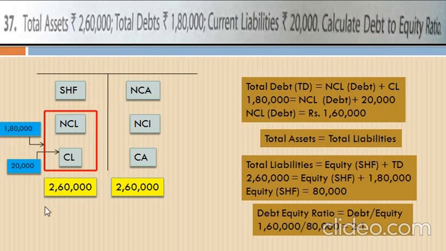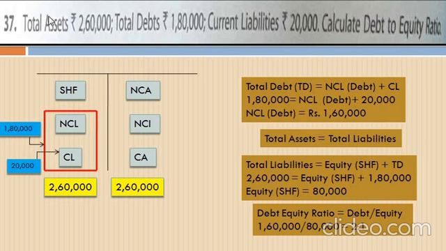Hello students, now let us start with question number 37 of TS Grewal. You can see in this question that debt to equity ratio we have to find out. Debt means non-current liability and equity means shareholders fund, which is equal to share capital and reserves and surplus. And these items are not given in this question, rather indirect items are given.